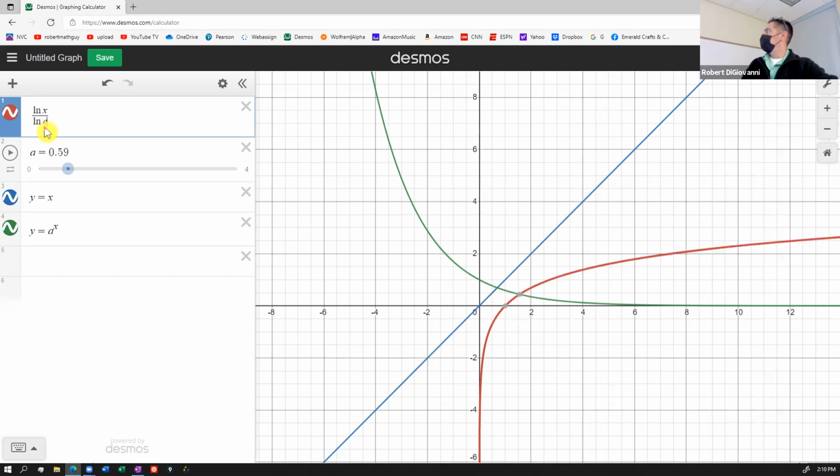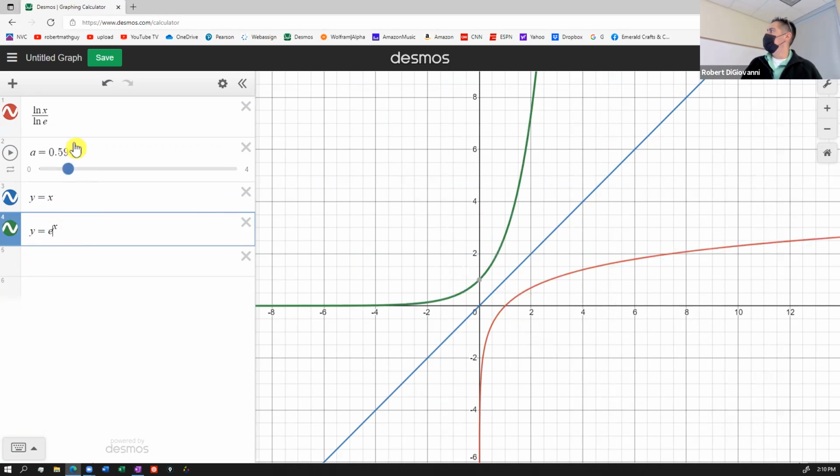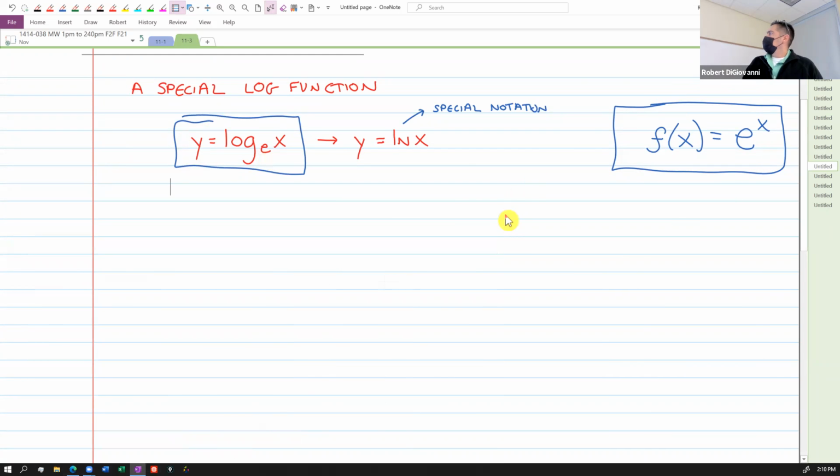Let's see what happens here. If I graph e to the x, so there it is. The green one is e to the x, and the red one is the log base e.